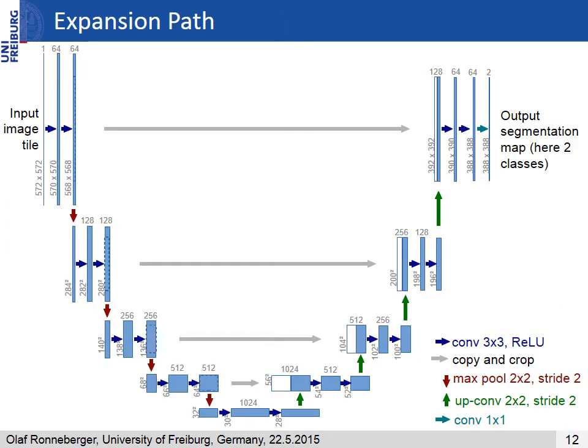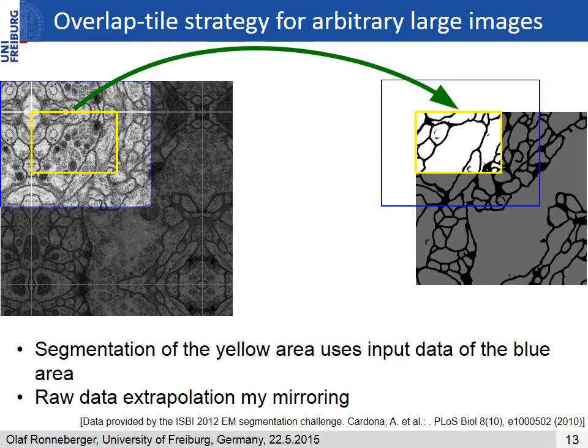The output segmentation map has 2 channels, one for the foreground and one for the background class. Due to the unpadded convolutions, this map is smaller than the input image. The segmentation of the yellow area uses the input data of the blue area. With an overlap tile strategy, we can segment arbitrarily large images. At the border, we extrapolate the data by mirroring.